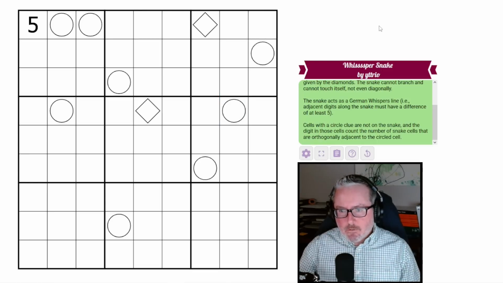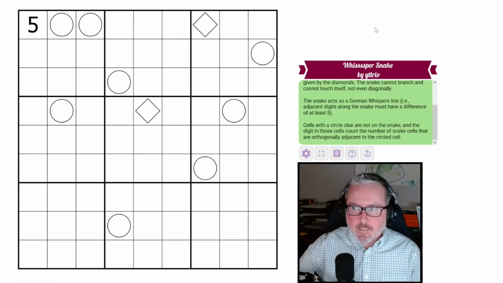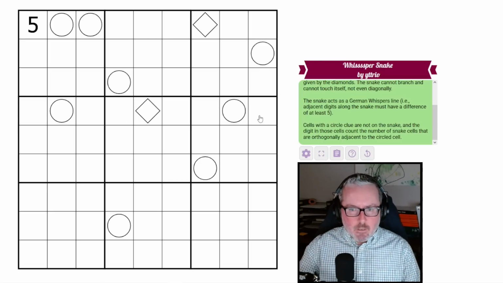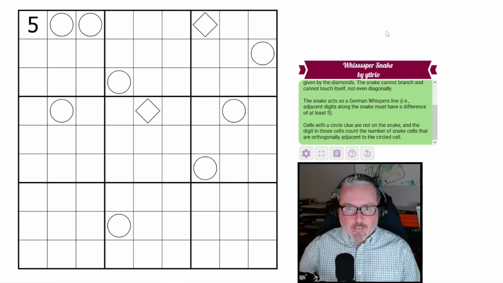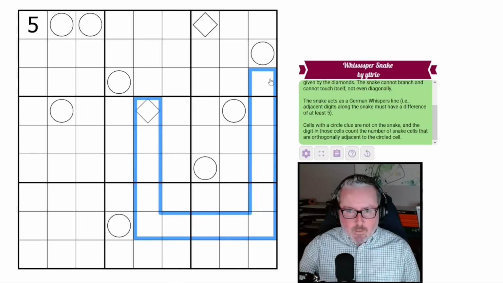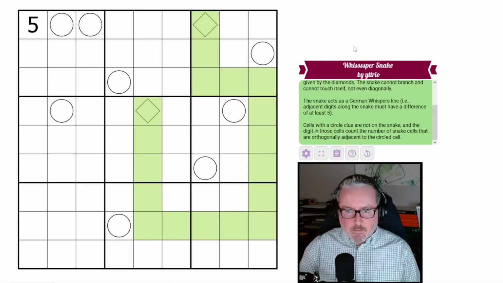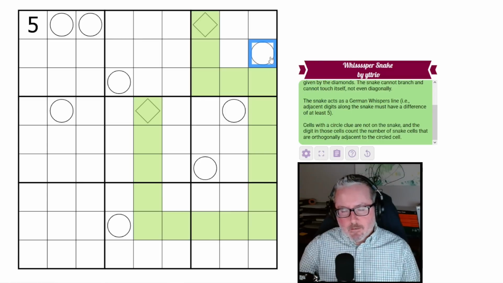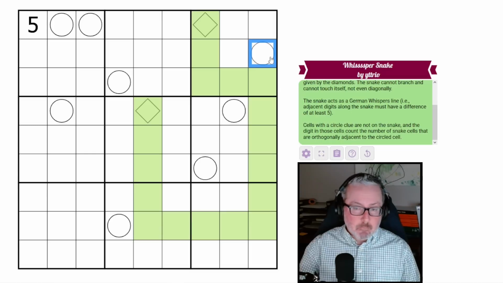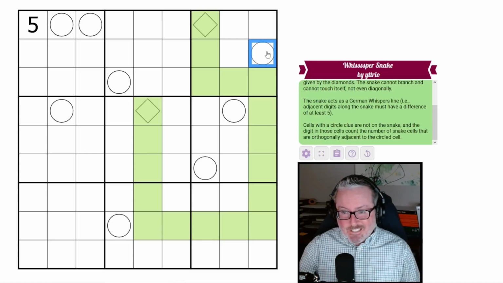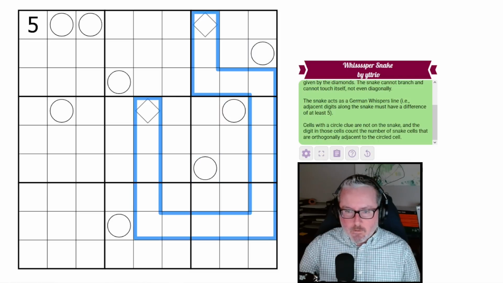And the digits in those cells count the number of snake cells that are orthogonally adjacent to the circled cell. Okay, so it's kind of like a counting circle sort of thing, but in orthogonal terms, I guess is the best way to put it. So we would know then our snake has to avoid the circles because they're not on this. So if we were to say this is our snake now, this guy here would be telling us how many snake bits are orthogonally connected to it. So therefore it'd just be 1. This guy would see 2. This guy would see 0. So it's actually not valid, but you get the point. So this guy would be 1. This would be 2. And those are the rules.